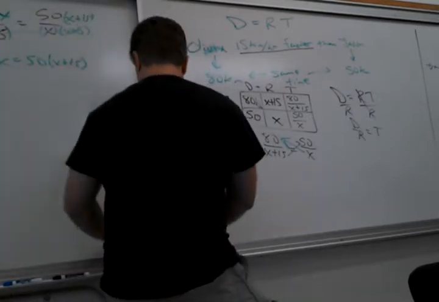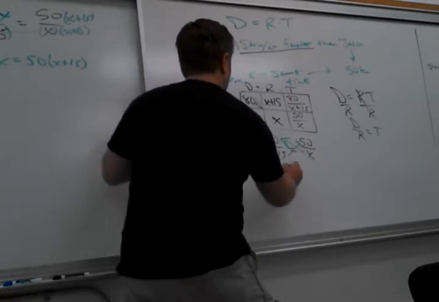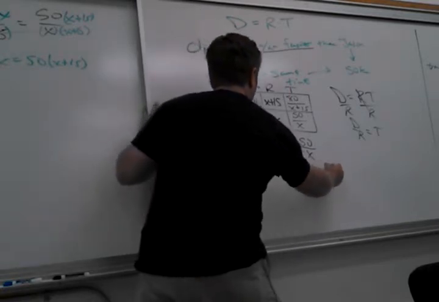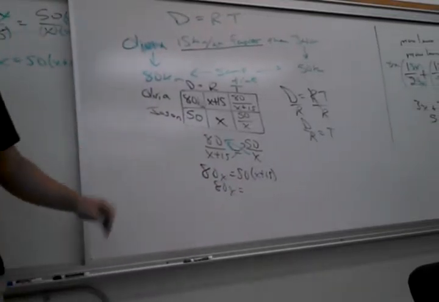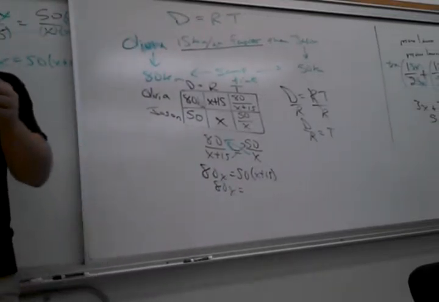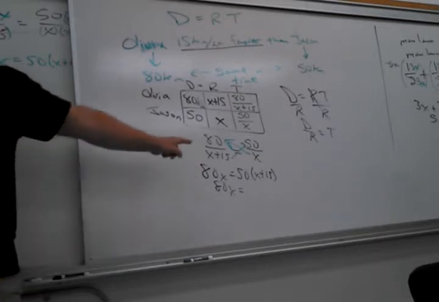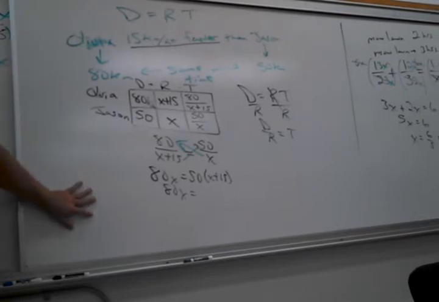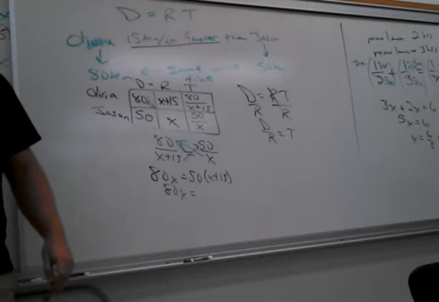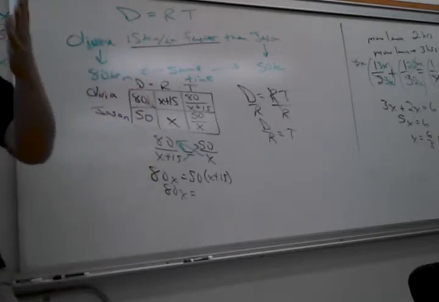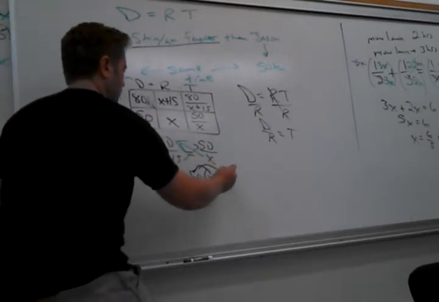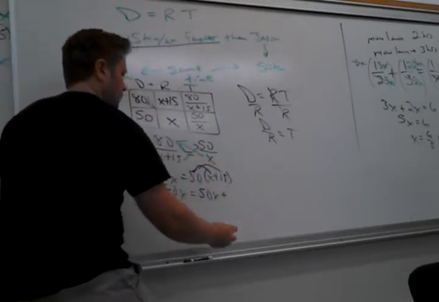So then we get 80x equals. Now what do we do? Set it to 0? Probably? Do you have to set it equal to 0? What tells you when you have to set something equal to 0? When you have an x squared, when you have an x with a higher power. Do I have an x with a higher power? No. So then 50x plus 40.